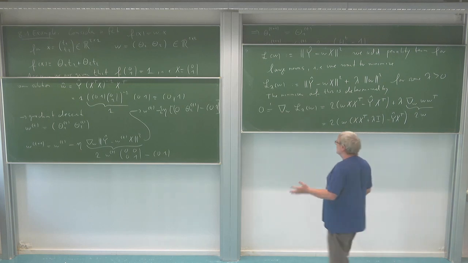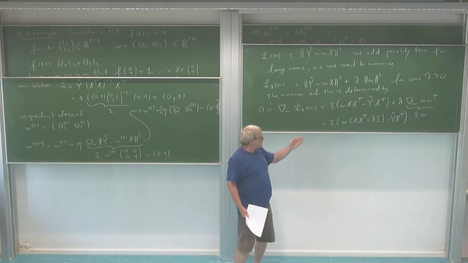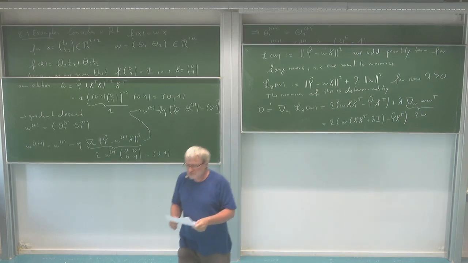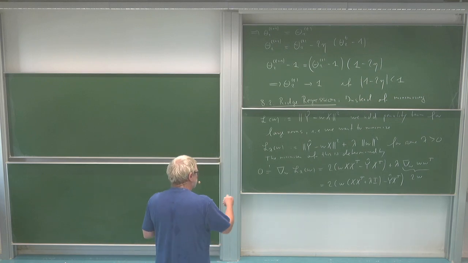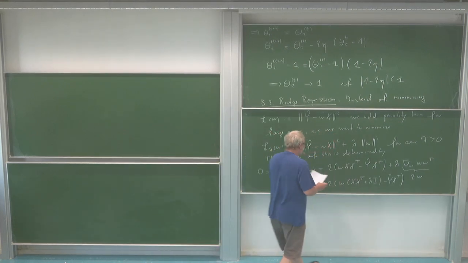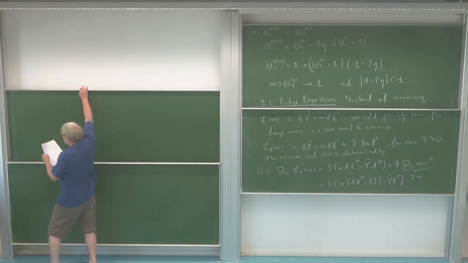Good, and now you see, again, we have an equation. If we set this equal to 0, this gives us an equation for w. We can forget about the 2, and then of course we get that this in the bracket should be equal to 0.